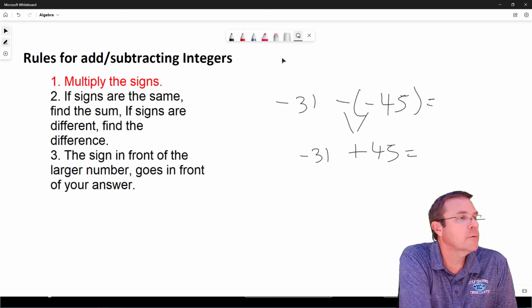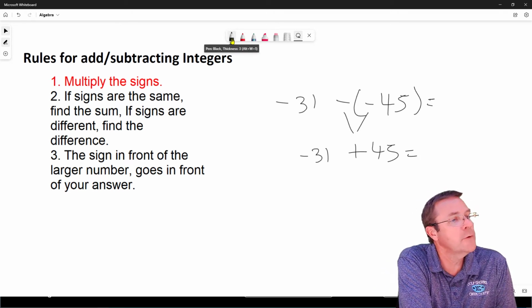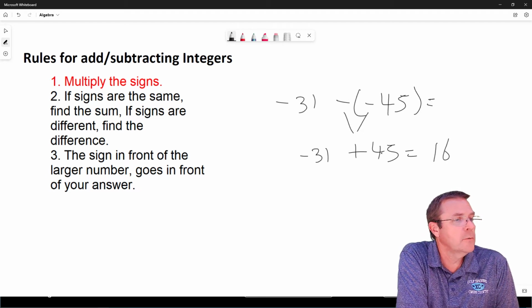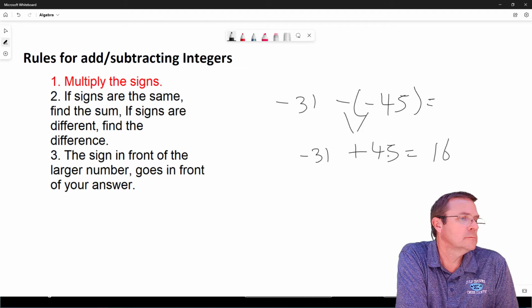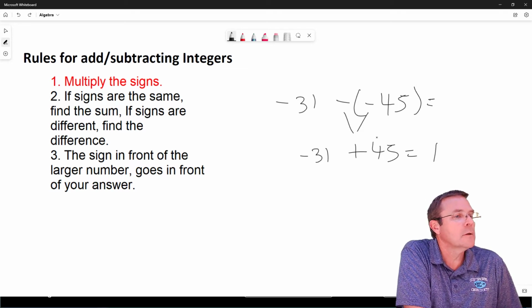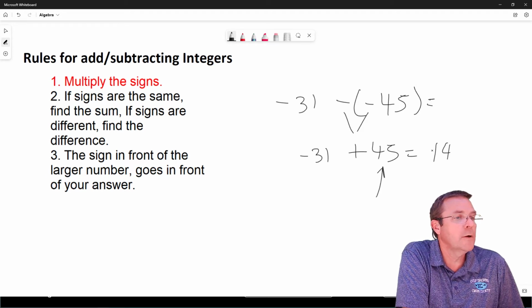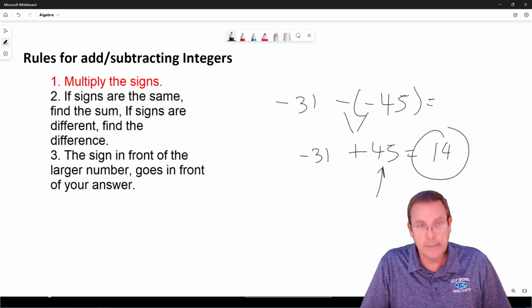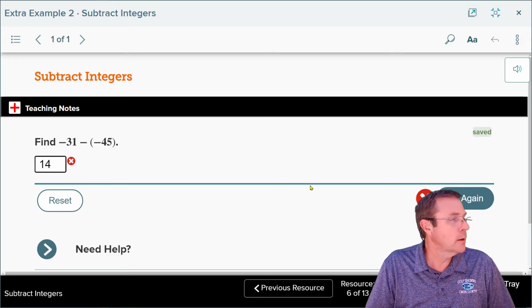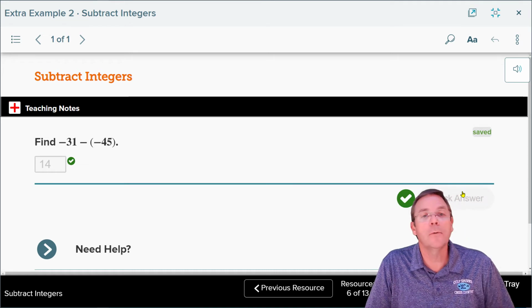So now we have signs are different. Find the difference. And what's funny is it's still going to be a 16 there, I do believe. 31, 45, yep, that's still, nope. It's not going to be 16 either. That's going to be 14. And then the top 45 is larger, so our answer can be a positive 14. All right, did I get it right? Let's find out. Ah, we did. Perfect.